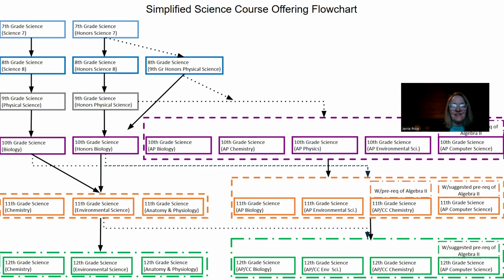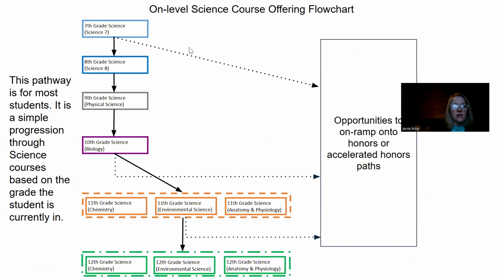So now let's look at science. As always, the far left indicates an on-level student and what they can do. So an on-level student, we'll just click into that pathway. An on-level student is in seventh grade, they take seventh grade science. Eighth grade, they take eighth grade science. Ninth grade, physical science. 10th grade, biology.